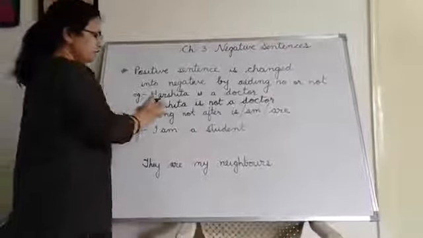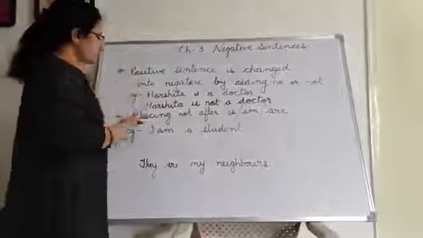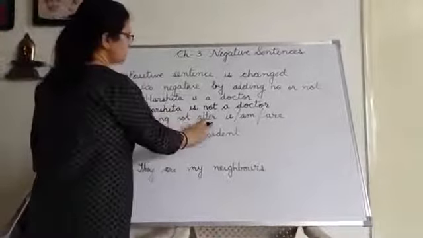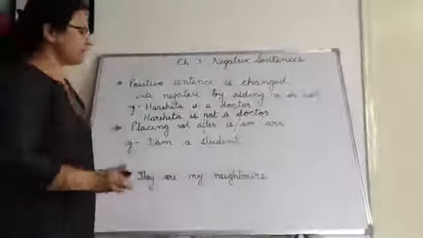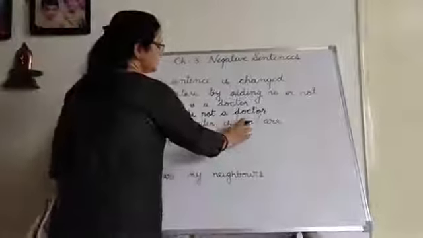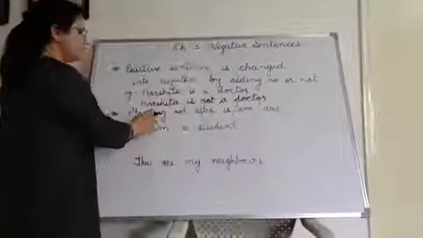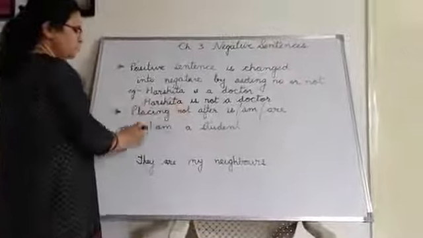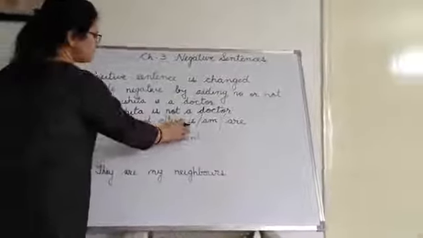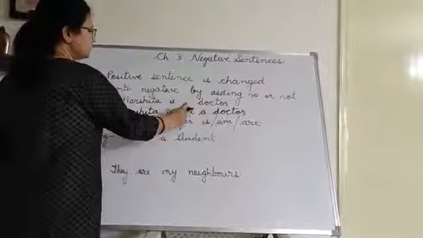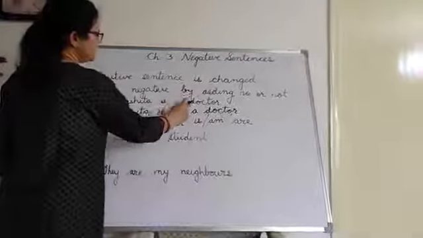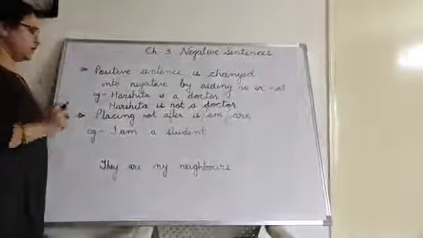Now, what are the other ways you can change? Placing not after is, am, are. If the positive sentence contains is, am, are, where will you place not? You will place not after is, am, are. In the example you have seen, after is you place not and the positive sentence is changed into a negative sentence.